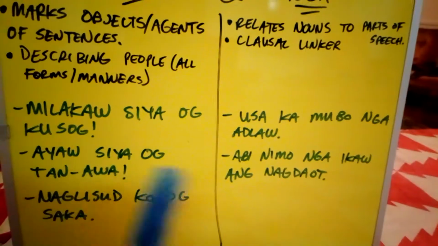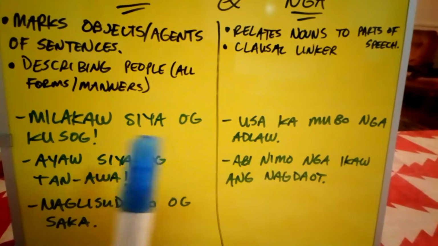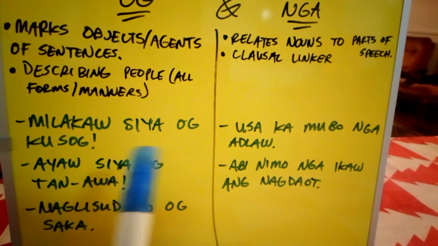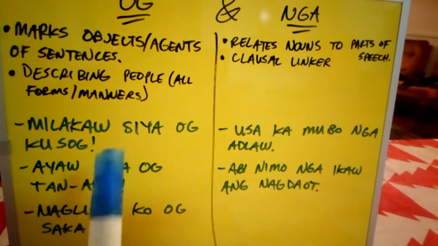So these sentences will show it. Milakaw siya og kusog. Okay, this one shows it, describing people, right? He left, or I guess, yeah, he walked fast. He walked strongly, right? Milakaw siya og kusog. I guess he was pacing or fast pacing, right?